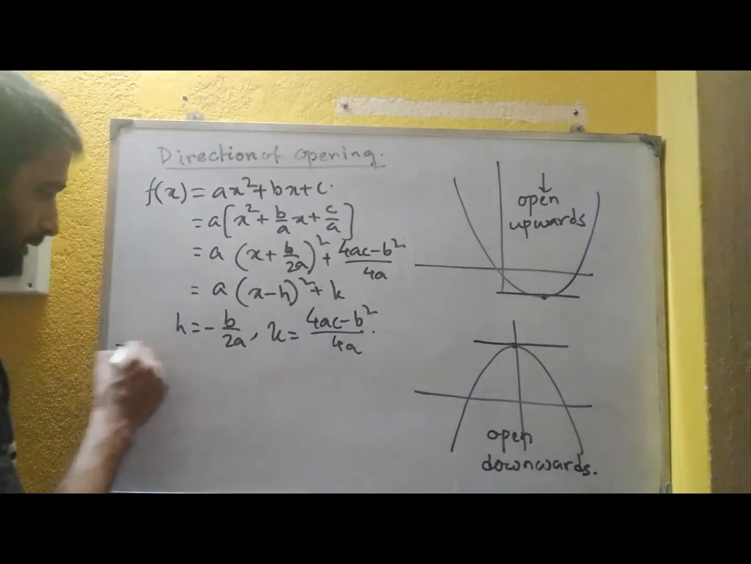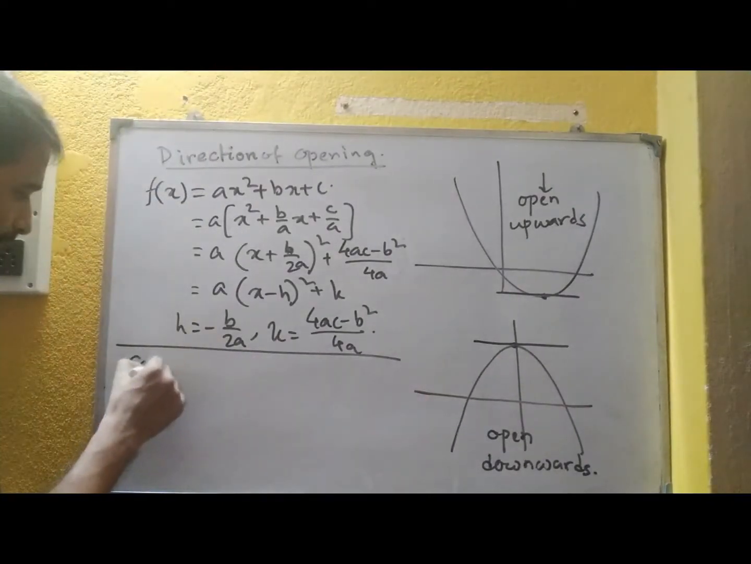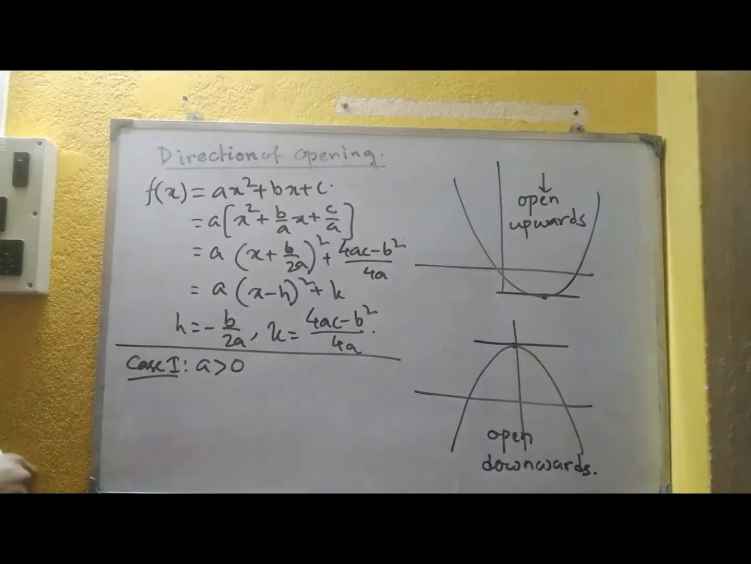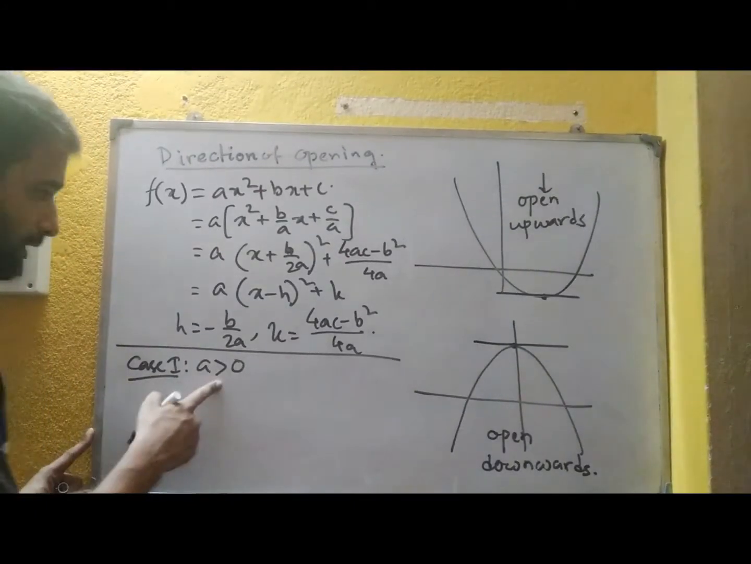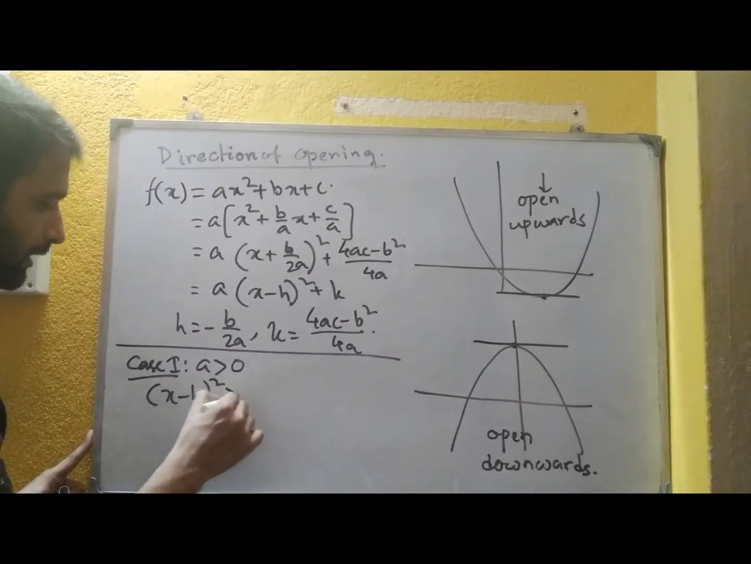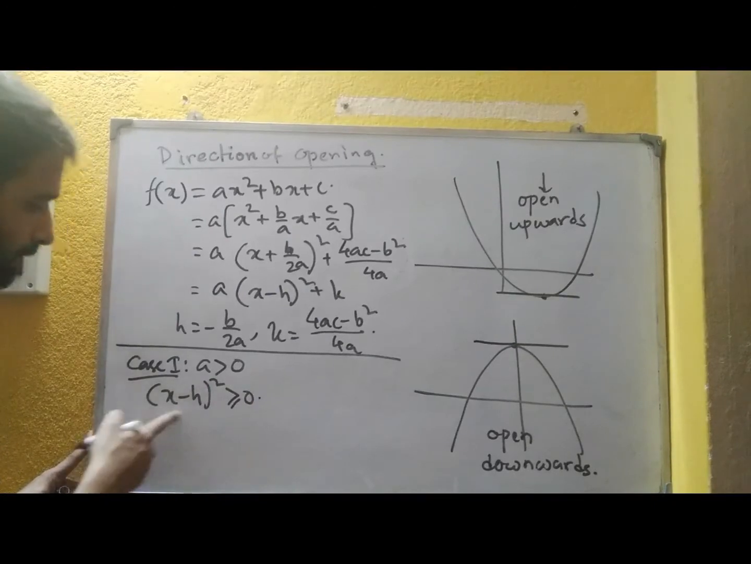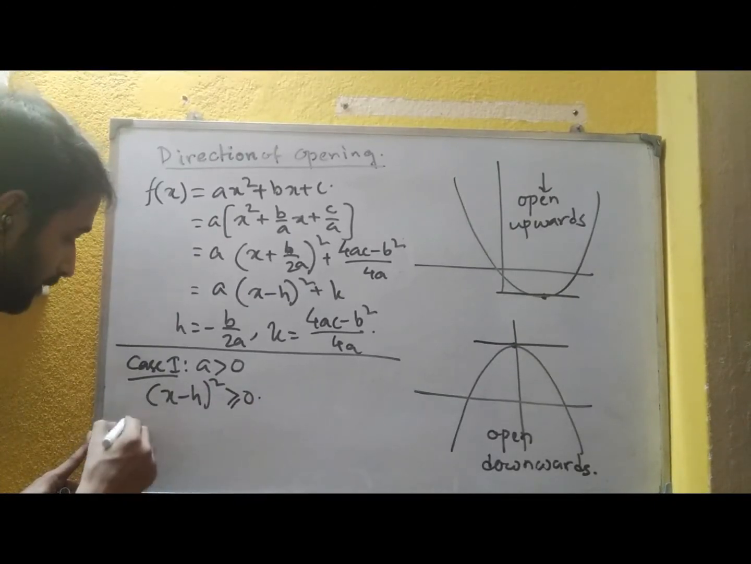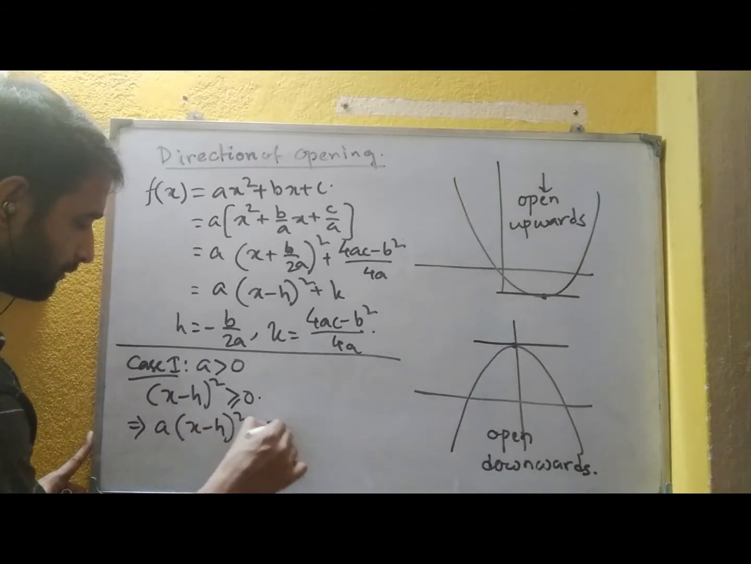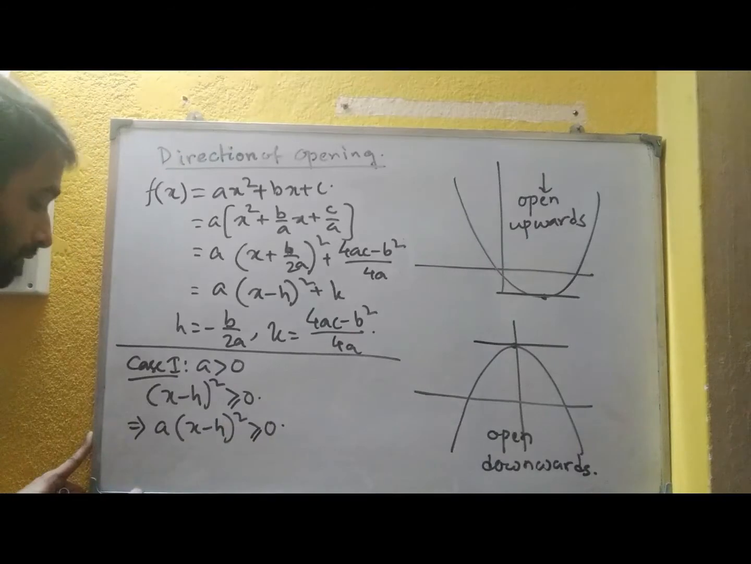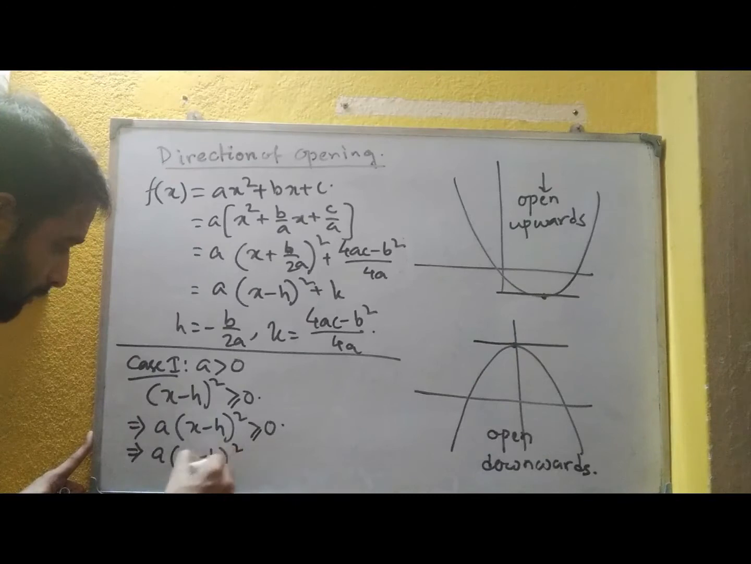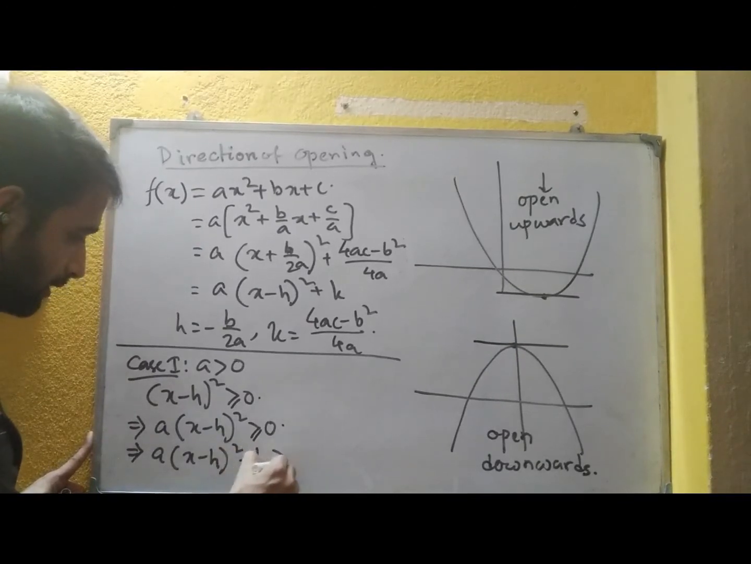Okay, so now we will consider two cases. Case 1 will be a is positive, and in case 2 we will see a is negative. So if a is positive, what are we having? Since we can always write (x - h) square is greater or equal to 0, because it is a perfect square term, the expression a(x - h) whole square is always greater or equal to 0. And then a(x - h) whole square + k is greater or equal to k.